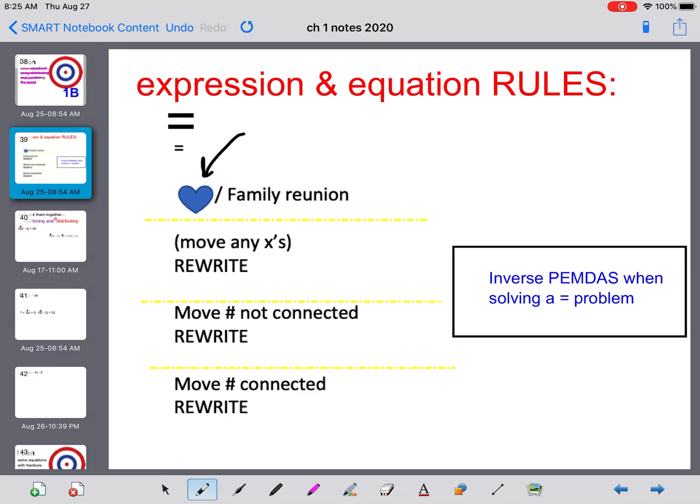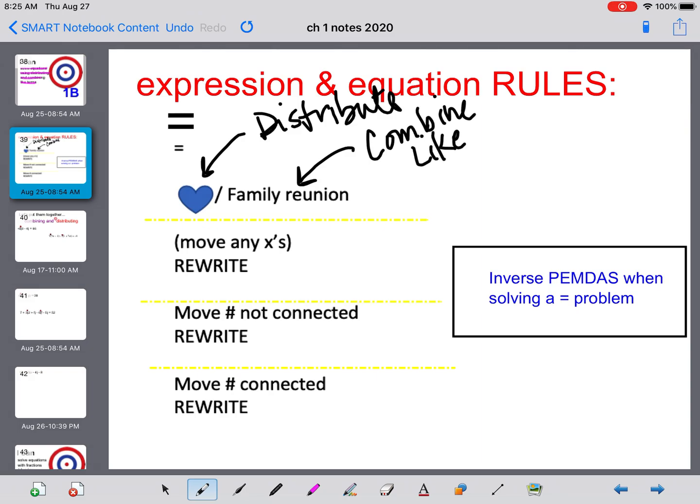The first thing that we want to do is we want to remember this little heart reminds me that I'm going to share the love. That means I'm going to distribute using multiplication, okay? And then remember, family reunion is Ms. Miner's way of just helping you remember that we're going to combine like terms. And remember, family reunion, because when I combine like terms, they have to have the same last name. So they have to have kind of like the same variable.